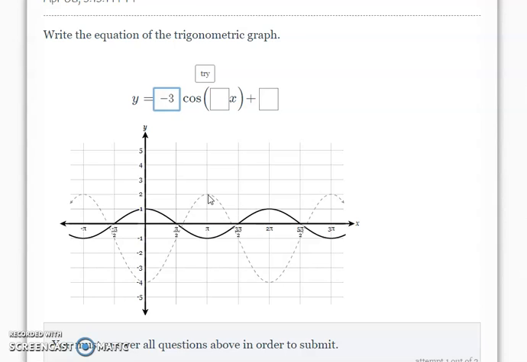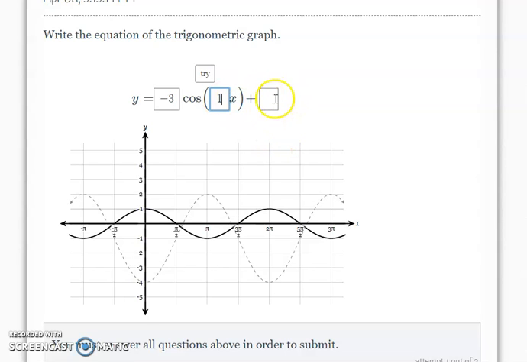We can check it just to make sure it makes sense. If we go down 1, 2, 3, that looks like our midline. And 1, 2, 3, yes, it works. Our period, we start off at 0 and we go to 2 pi. So whenever you see a period of 2 pi, you know that b is 1.